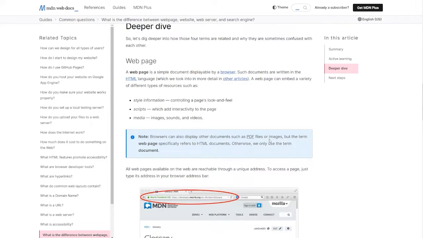A web page is a simple document displayable by a web browser. Such documents are written in the HTML language, which we look into in more detail in other articles. A web page can embed a variety of different types of resources, such as style information, controlling a page's look and feel, scripts which add interactivity to the page, and media: images, sounds, and videos.